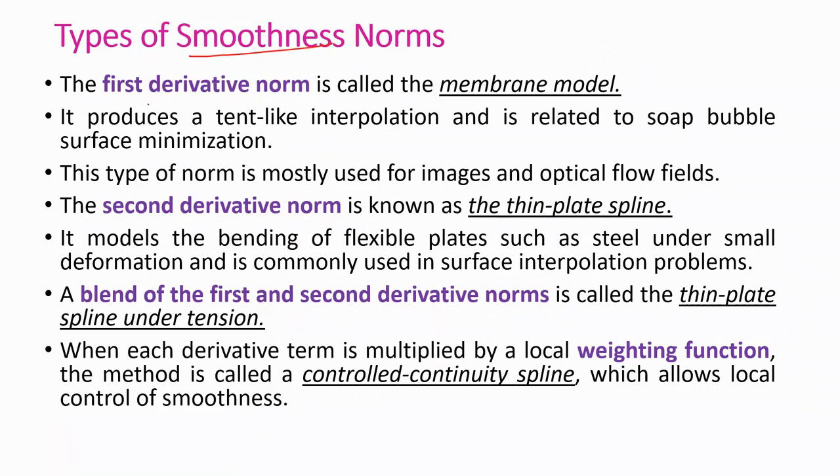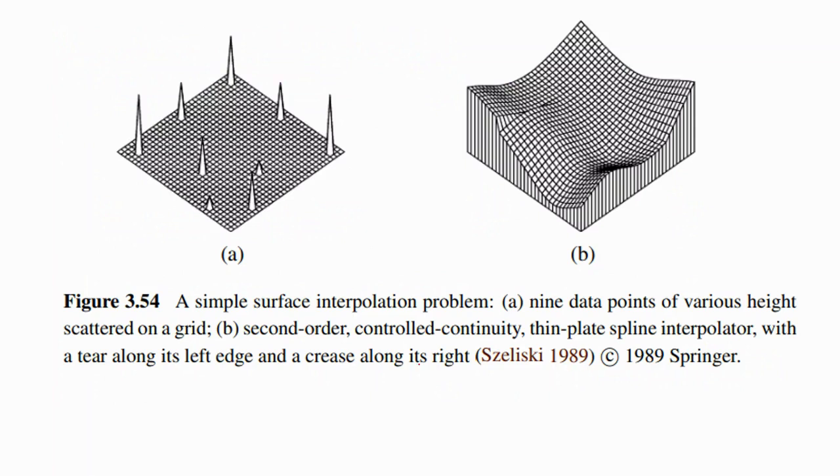So these are the types of smoothness norms. The first derivative norm is also called the membrane model. The second derivative norm is also known as the thin plate spline. The blend of both first and second derivative norms is known as the thin plate spline under tension. We can also have a local weighting function, which will be seen in the discrete concept, I will tell you later, and it is known as a controlled continuity spline.